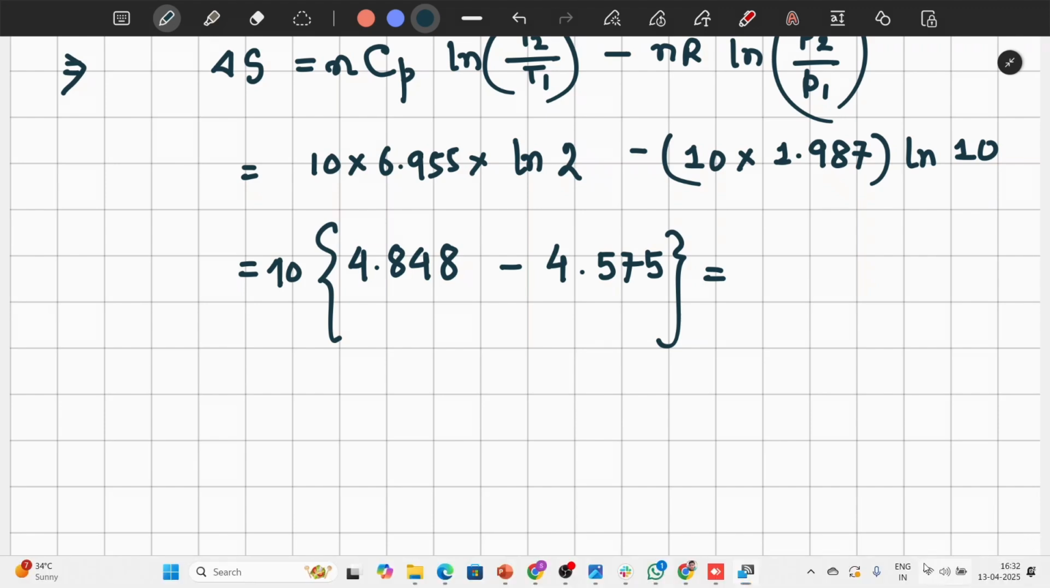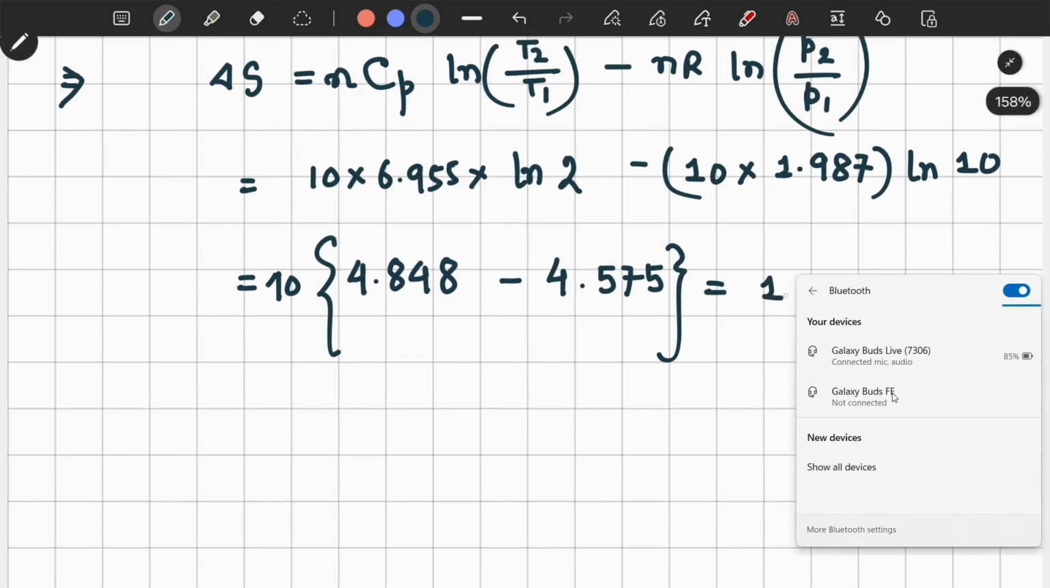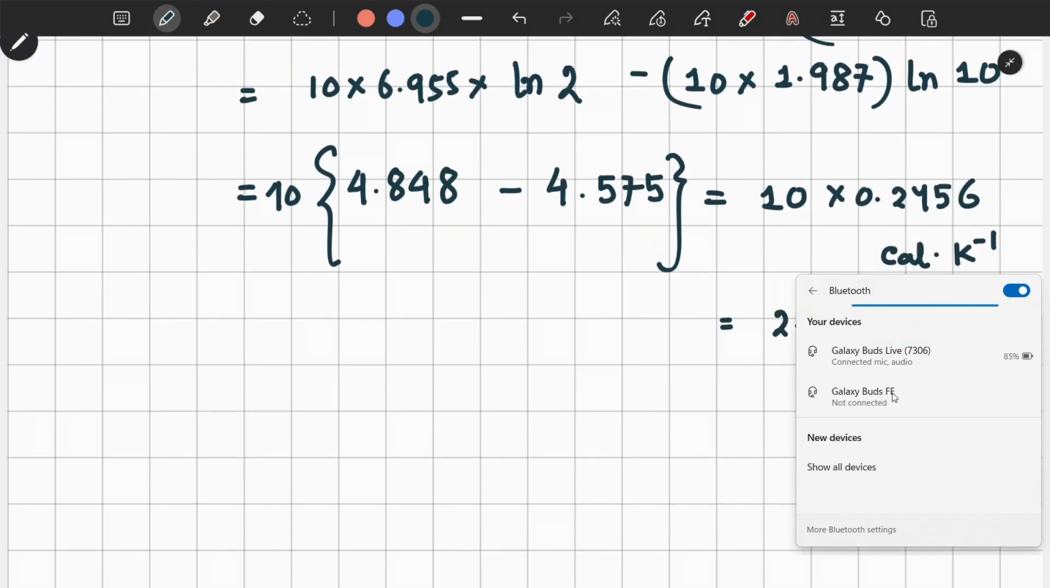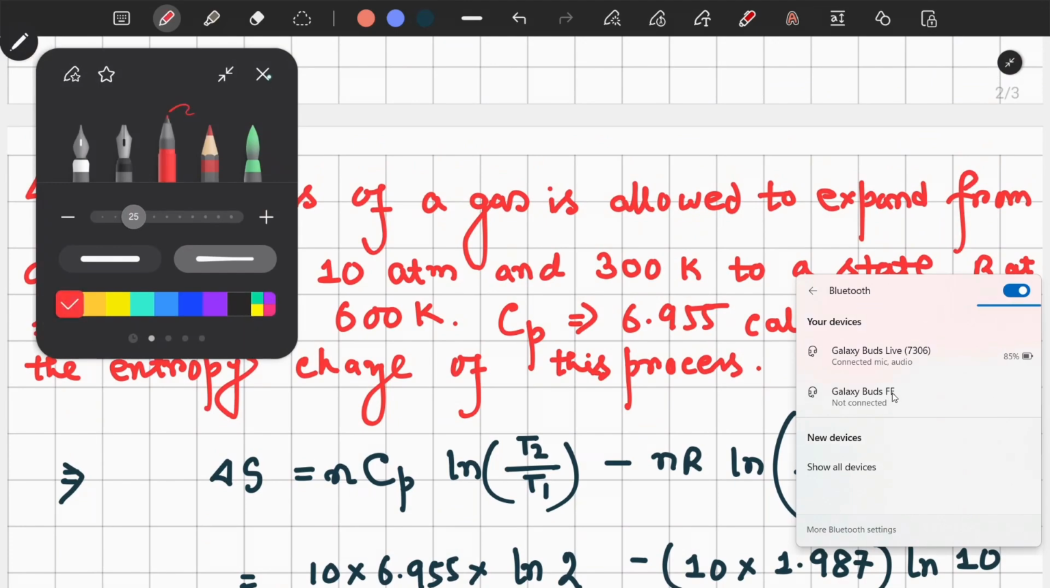Okay. So now it will be then given into 0.2456 calorie per Kelvin inverse or centigrade inverse, whatever you want to write. So it is 2.456 calorie per Kelvin. Okay. So it's an easy question.